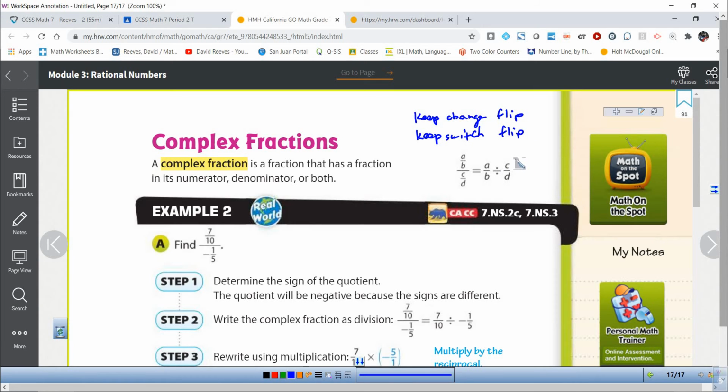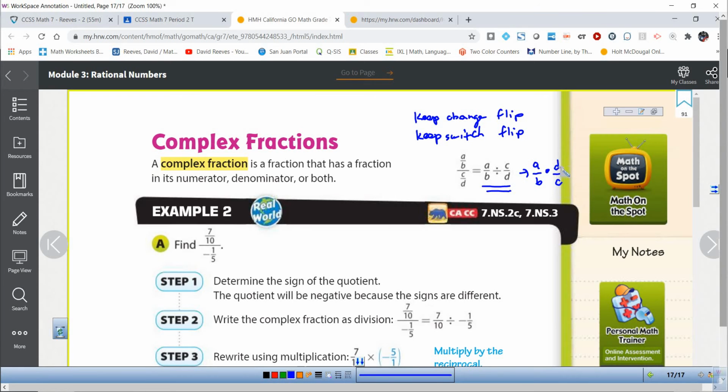We actually did a review of this earlier when we were very first starting out this unit, because this is the skill we need. So dividing by C over D, that's what we have right here, right? But that's going to be the same when I do that as A over B times D over C.